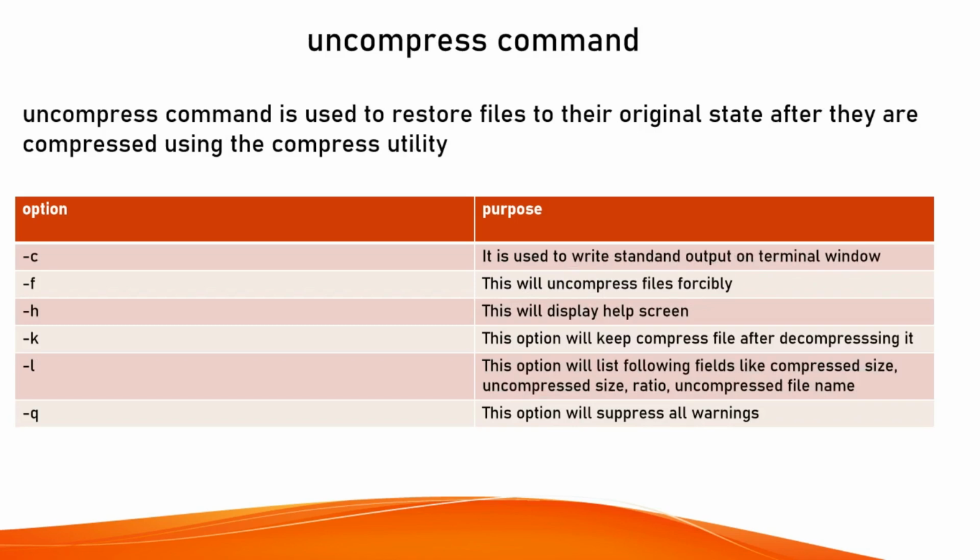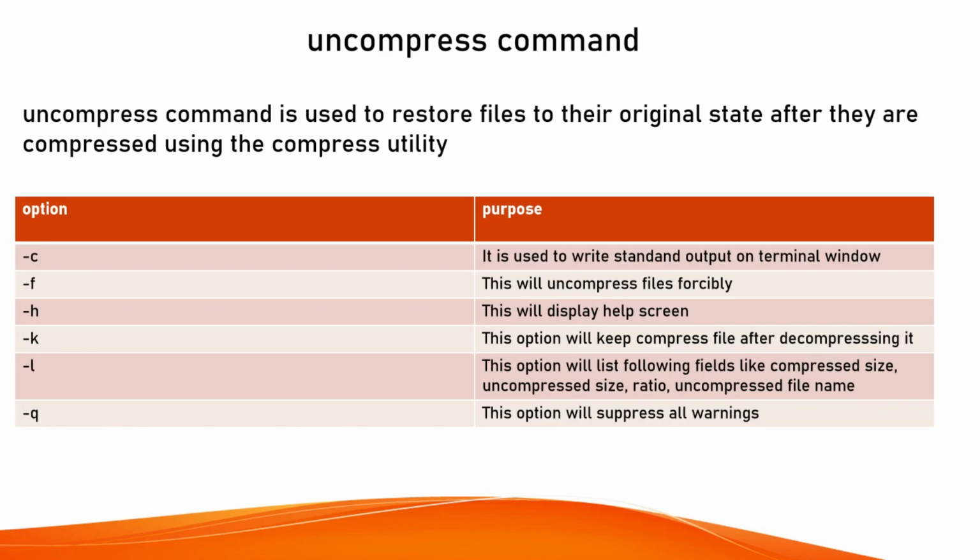Let's move to another command called the uncompress command. Now we have compressed the file. Now we want to decompress it, and that's where the uncompress command comes into the picture. And here are certain options to be used with it. Minus C, it's used to write the output on the terminal window. Minus F, uncompress the files forcibly. Minus H is the help screen.